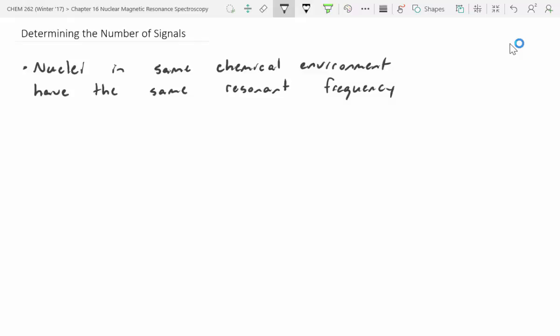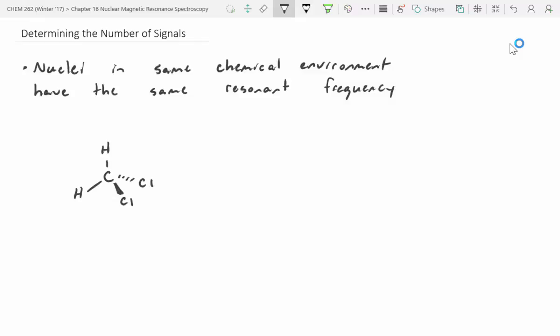So let's take a look at a really simple example. So I've got a hydrogen here, I've got a hydrogen here, I've got a chlorine here, and I've got a chlorine here. So this is dichloromethane, right? We've got two different protons coming off of it.